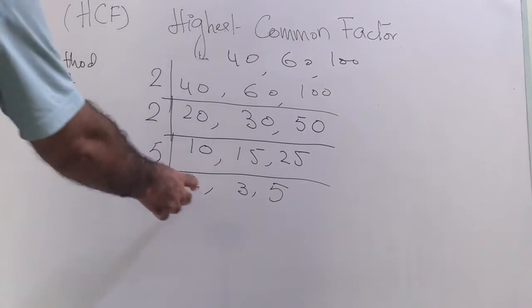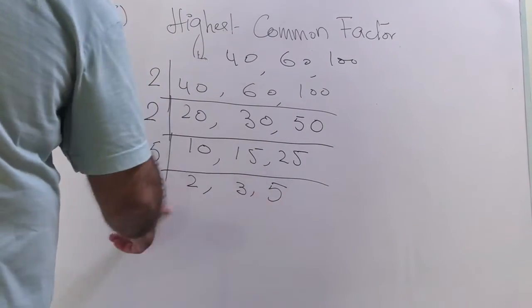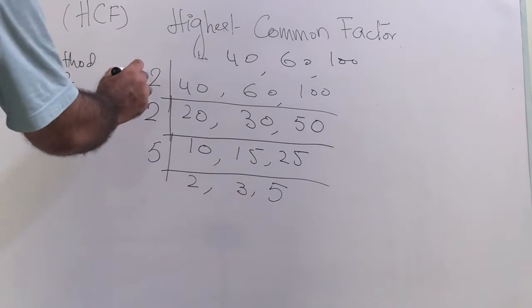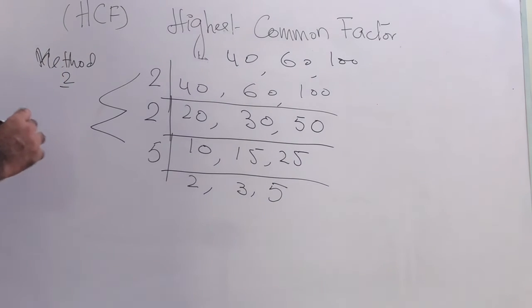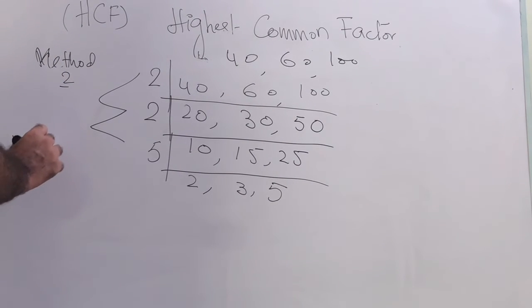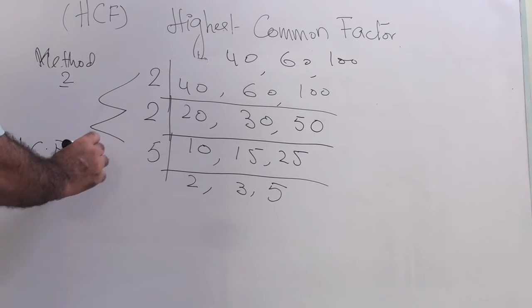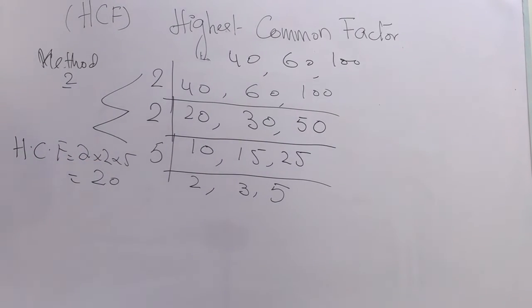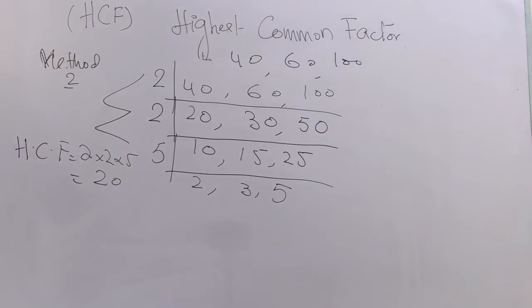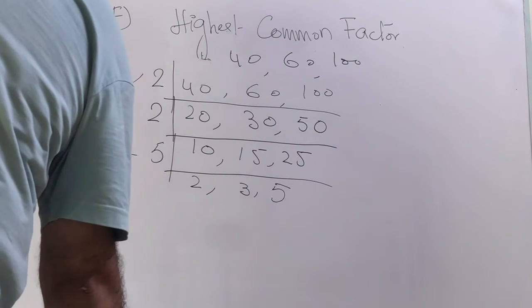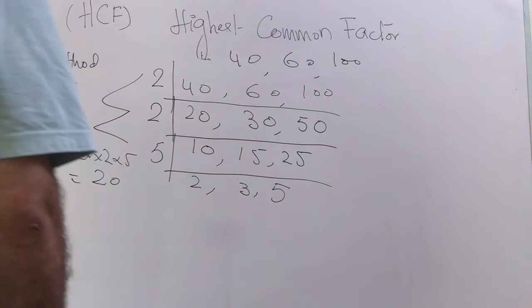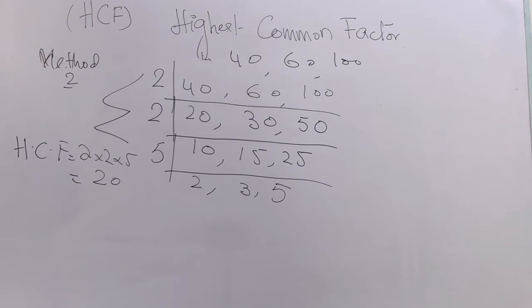Okay. So now these are different, so we will skip all these three. We will take only these factors. So HCF will be 2 into 2 into 5. Answer is 20. Okay. So this was the second method to find out the HCF of 40, 60 and 100.